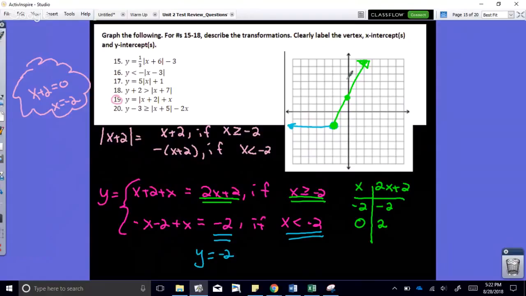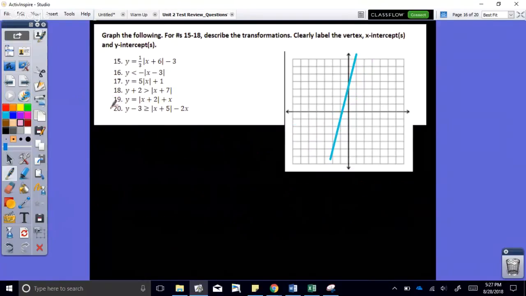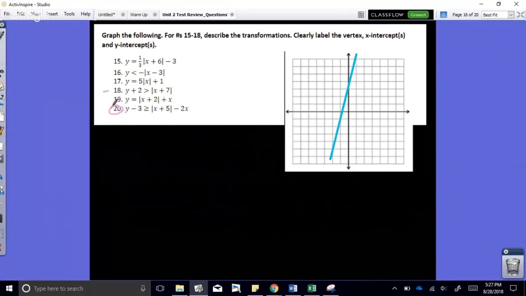Okay, there's no vertex because it's not just straight absolute value. We can see the x-intercept that it crosses here, and the y-intercept is 2.